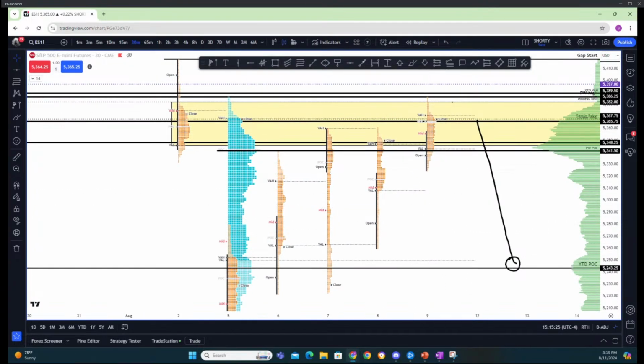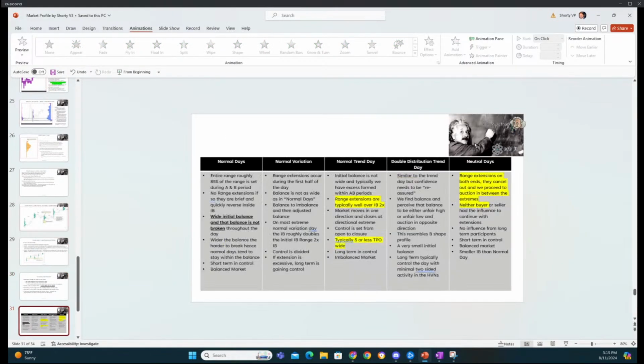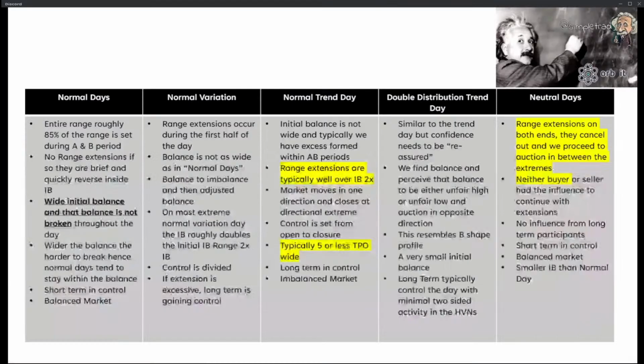Okay. I think that covers the inventory. This is the type of days that we talked about, right? I think it's important that you guys are able to distinguish what type of day we had the prior day. What is the chance of today's day, right? If you had a normal day, on a normal day you do expect a wider balance that is not broken.